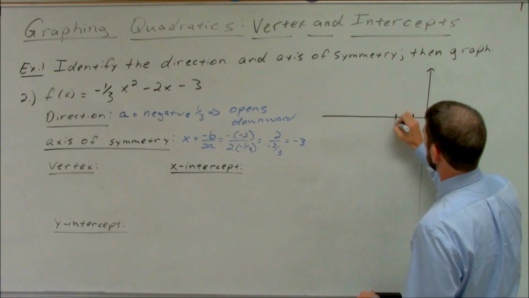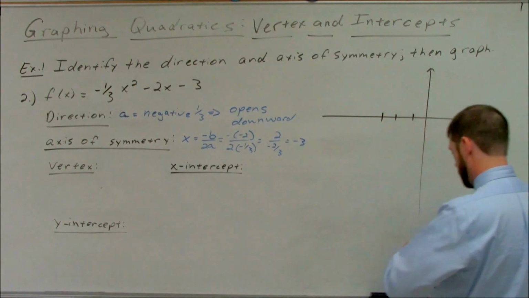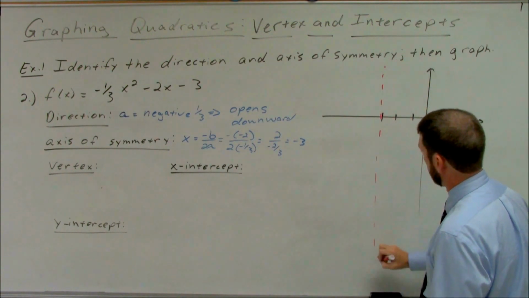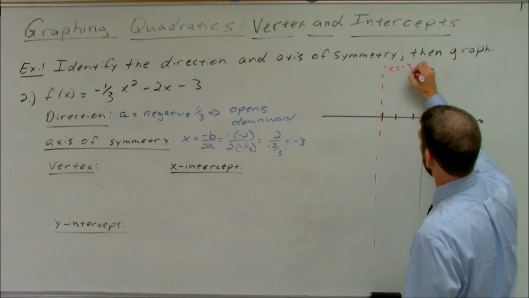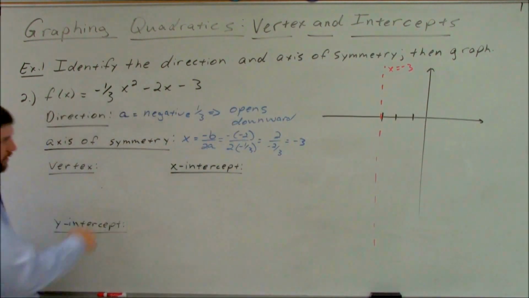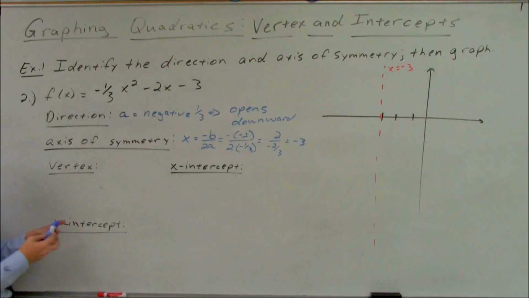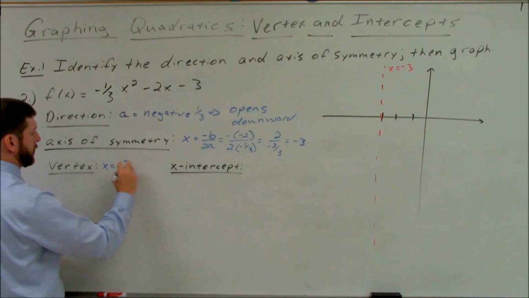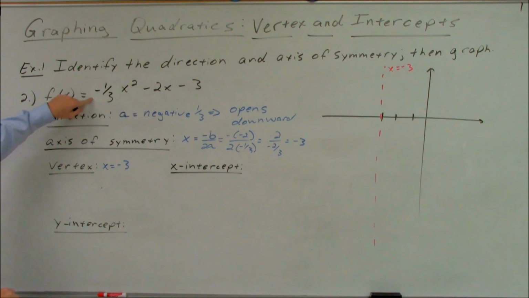So 1, 2, negative 3. So there is our axis of symmetry, x equals negative 3. Now let's find all the other components to be able to graph that. Vertex, we already have the x-coordinate. So we take that and plug it back in.